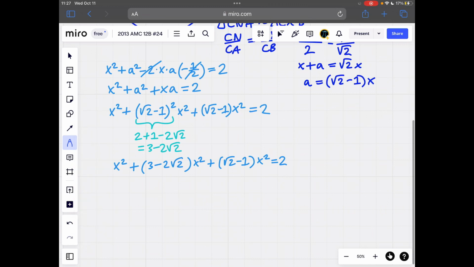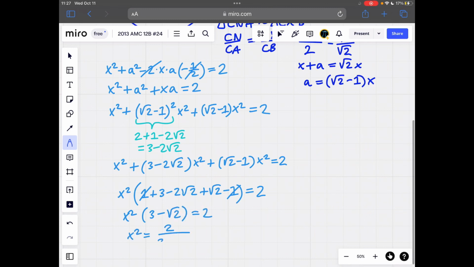So let's factor out an x squared. We have x squared times 1 plus 3 minus 2 root 2 plus root 2 minus 1 is equal to 2. And now the 1's cancel out, and we're left with x squared times 3 minus root 2 equals 2. So x squared is just 2 over 3 minus root 2. I don't want a square root in the denominator, so we can multiply both numerator and denominator by 3 plus root 2. And this is equal to 6 plus 2 root 2 over 3 squared minus 2, which is 9 minus 2, or just 7. So x squared is equal to 6 plus 2 root 2 over 7.